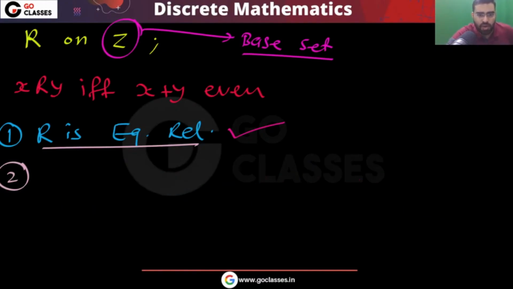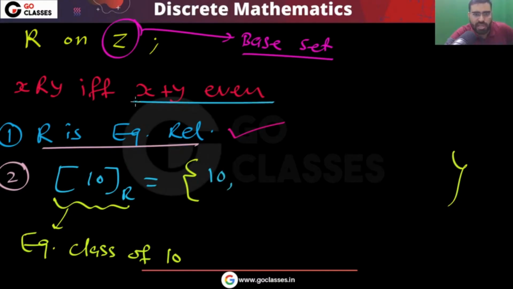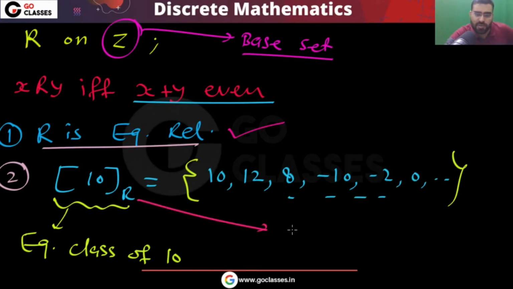Now let's move on. For example, what is the equivalence class of 10? Can you tell me? Equivalence class of 10 means all the elements to which 10 is related. 10 is related to 10 because 10 plus 10 is even. 10 is related to 12, 10 plus 12 is even. 10 is related to 8 and so on. You can notice 10 is related to -10, -2, 0 and so on. So can I say that this equivalence class will be the set of all even numbers? Yes or no? This will be the set of all even integers.